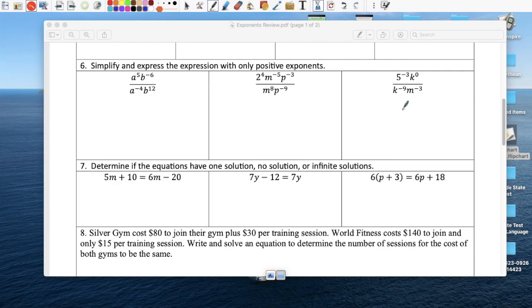Next one, 5 to the negative 3rd power. Well, first of all, make it positive, so take it downstairs. K to the 0 is just 1, right? So I'm going to change that to 1. K to the negative 9 has a negative exponent, so it's going to go upstairs, so it becomes K to the 9. And M to the negative 3rd power is negative, so we can take it upstairs. It becomes positive. Let's simplify that a little bit. Well, 1 times K to the 9th times M to the 3rd is just K to the 9th.